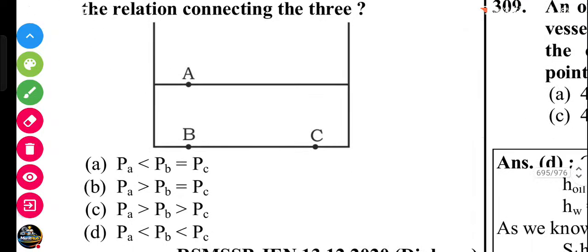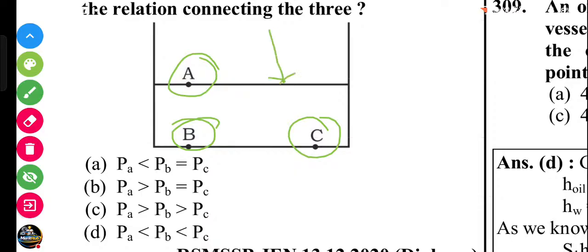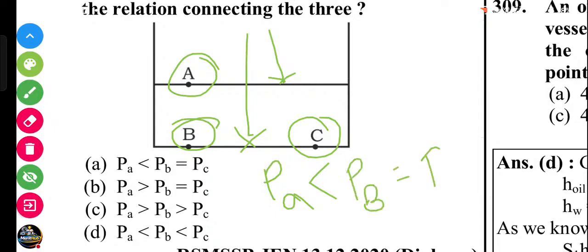Okay. In this picture we realize that the pressure at B and C is equal, and the pressure at A is less because the height is less and this height is more. So pressure A is less than pressure B, which is equal to pressure C. Okay, A is the answer.